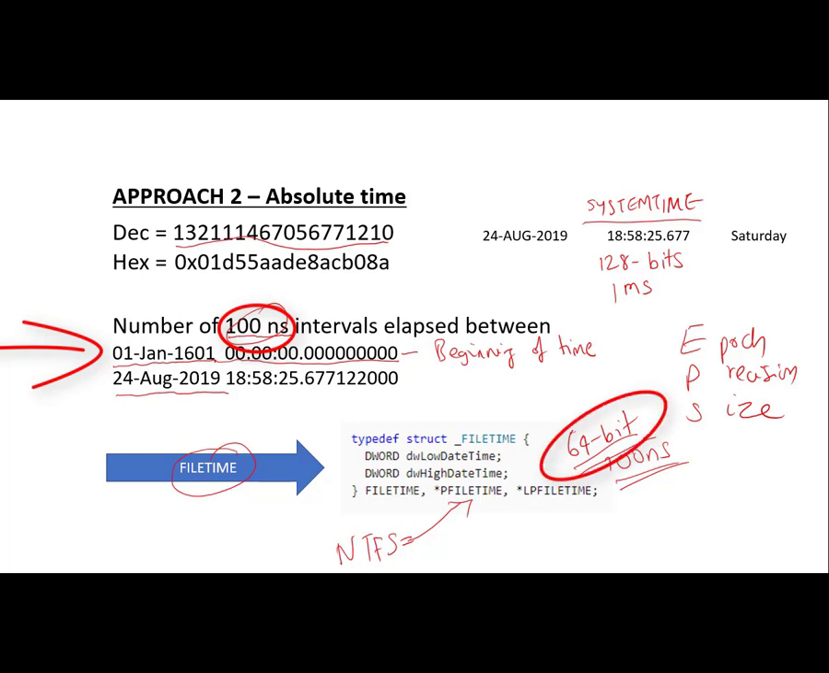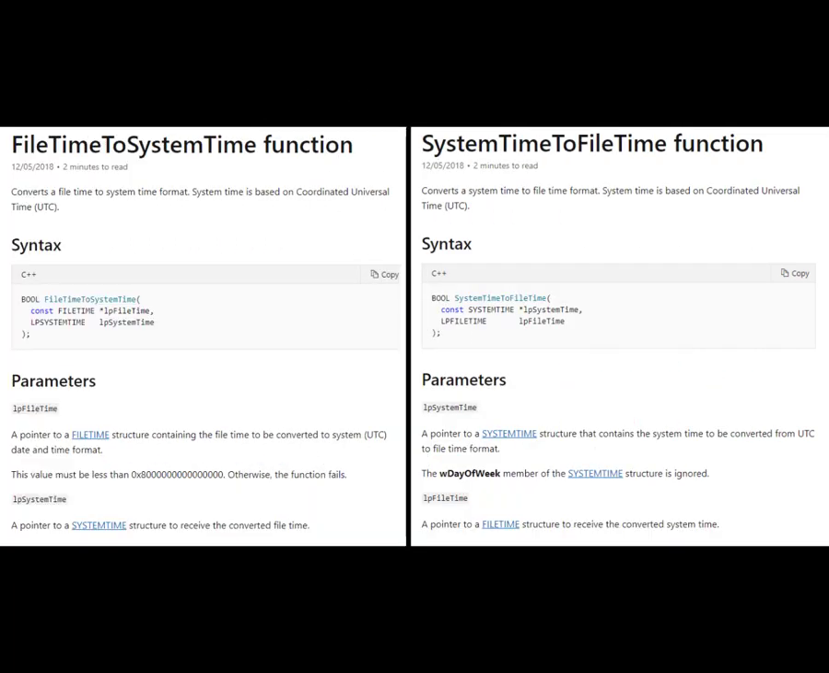File systems always use absolute time to store the date and time. On a side note, the Windows operating system has to do a lot of conversion between the file time and the system time data structures. Wherever the time has to be shown to the user, it has to be the system time, and wherever you want to persist the time to a long-term storage, it has to be file time. The Windows API provides two functions to do this, which are FileTimeToSystemTime and SystemTimeToFileTime.